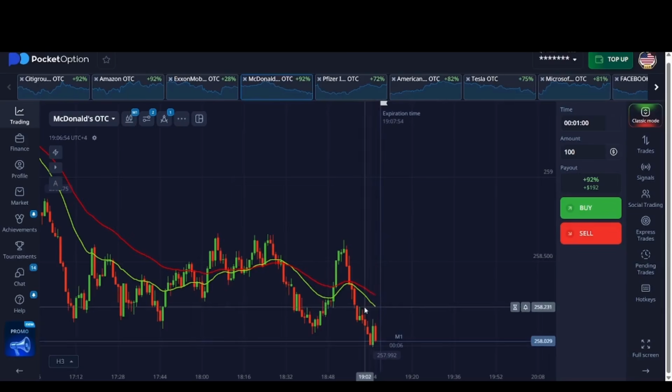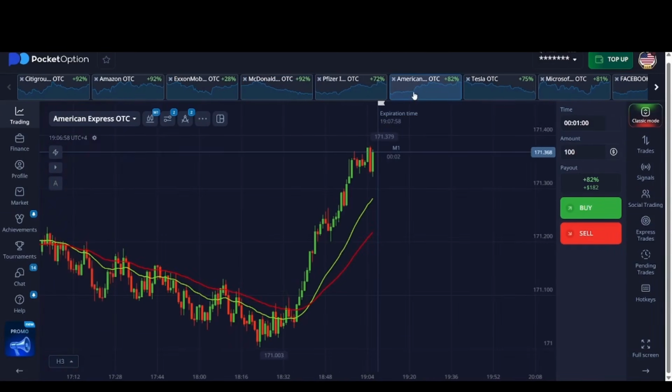This is how you can use the continuation strategy with the help of the moving average, and it works very well when you follow the trend.